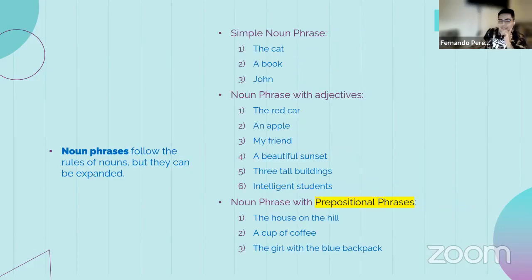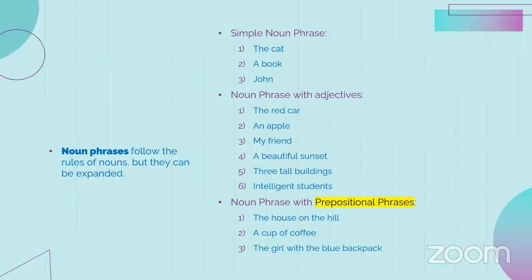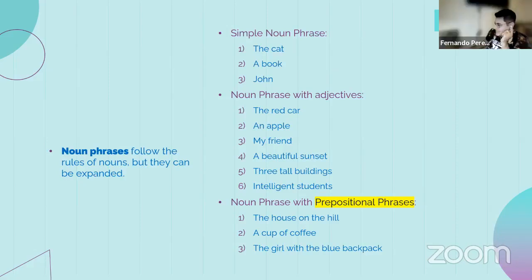Okay. In the house on the hill, what part is a prepositional phrase? Tell me, Jessica, what section in the house on the hill is a prepositional phrase? On the hill. Excellent, my lady. Yesterday you learned it. And this is not independent information, guys. On the hill is not independent from the house. All together is a noun.